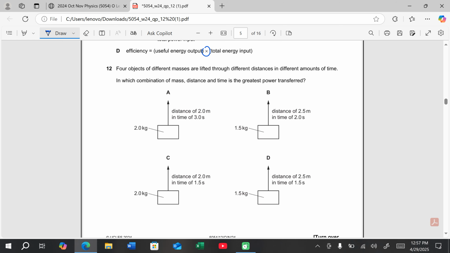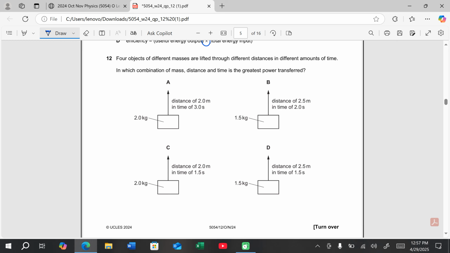Let's move on to question number 12. It says objects of different masses are lifted through different distances in different amounts of time. In which combination of mass, distance and time is the greatest power transfer? So you need to know that power is energy over time, and here the energy, since it's gaining height, is GPE, mgh, so P is equal to mgh over t. So you can apply this in all cases.